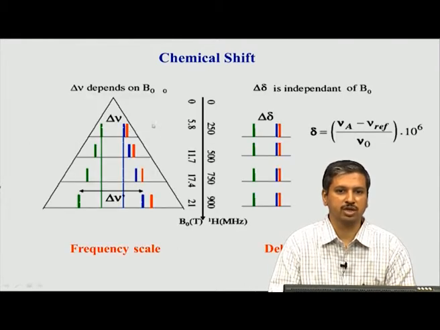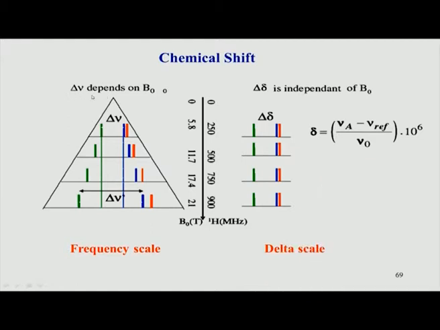So, this is what is shown in this slide: the delta mu, remember, is the difference in the separation between the peaks, and it varies with the value of V, the spectrometer frequency. If I start from 0, of course, there is 0 frequency separation. As I increase the spectrometer frequency to 250 megahertz, 500 megahertz, 750 megahertz, 900 megahertz, you see the peaks are all changing because the resolution in hertz is changing, and they are getting more and more separated.